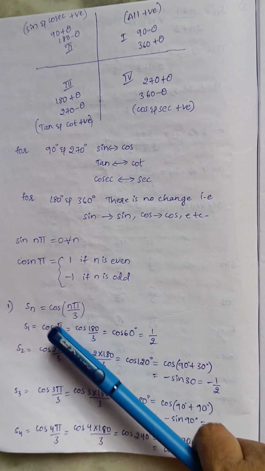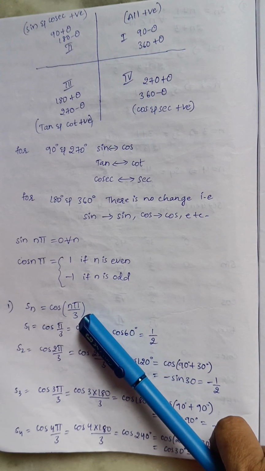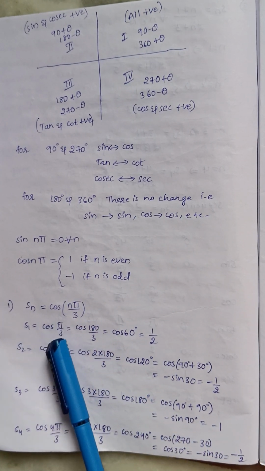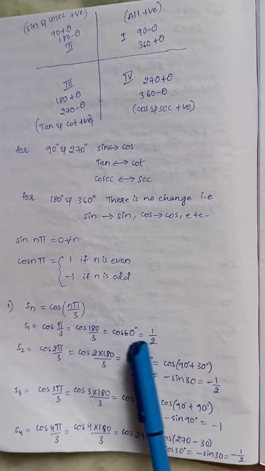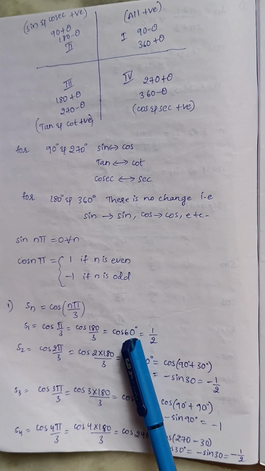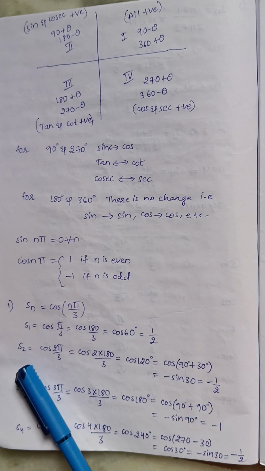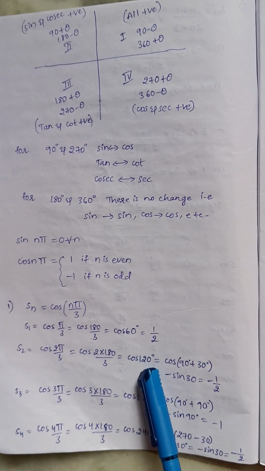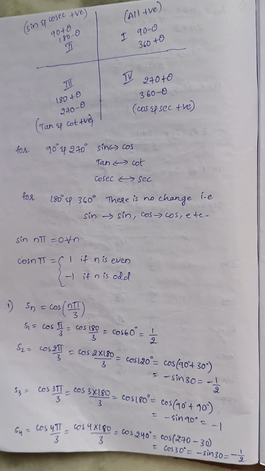To find the sequence terms for Sn equal to cos n pi by 3, substitute n equal to 1, then cos 1 pi by 3, that is 60 degrees. Obviously we know that cos 60 is 1 by 2. When finding the second term, 2 pi by 3, how do we find cos 120 degrees? We have some rules.